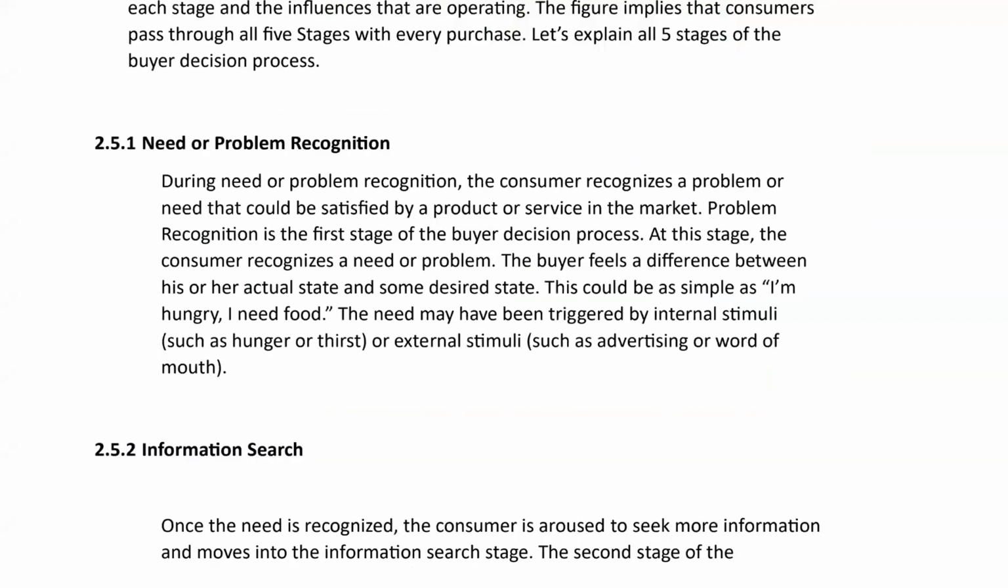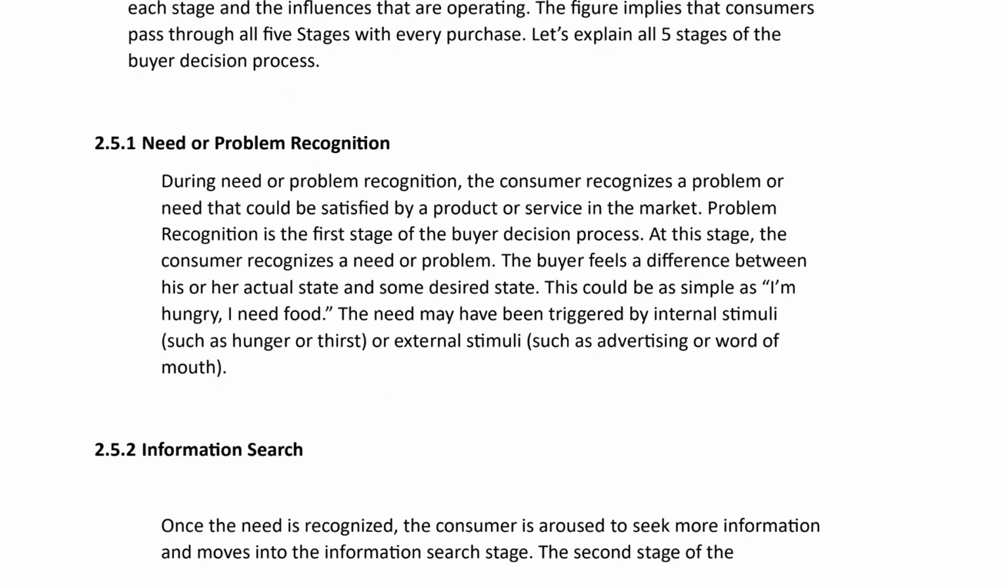Let's talk about problem recognition, very important. During need or problem recognition, the consumer recognizes a problem that could be satisfied by a product or service in the market, the product that you're offering. So the problem recognition stage is actually the first stage of the buyer decision process.